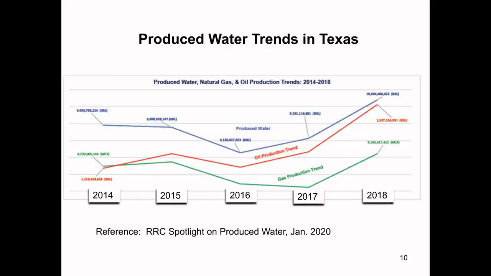Here's the graph showing the trends of produced water in Texas over the last number of years. As you can see, starting in 2016 all the way through 2018, the amount of oil and gas is increasing, along with the amount of produced water. 2020 is probably not shown here, but it's probably a flat line or reduced because of the coronavirus issues and the downturn in the oil and gas industry.